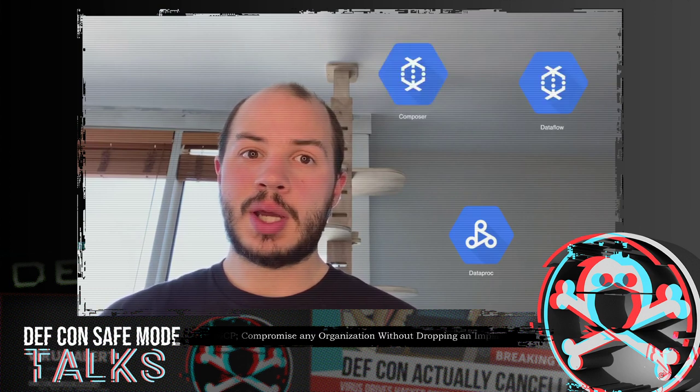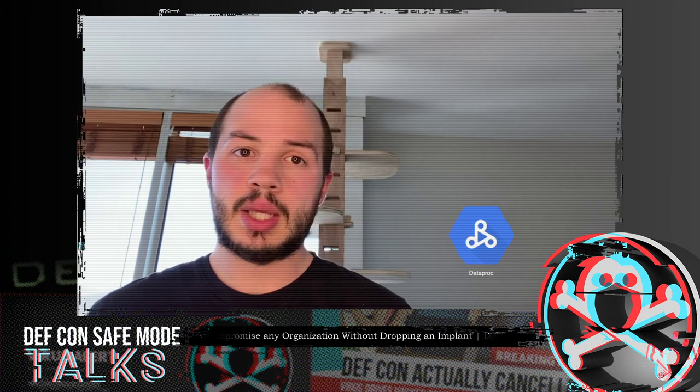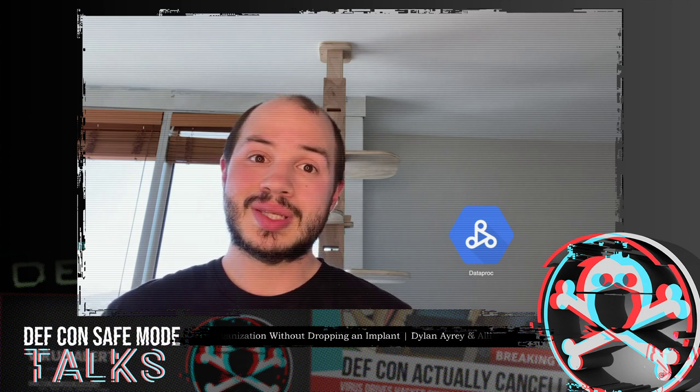These include the Dataproc, Dataflow, and Composer APIs. Let's talk about the Dataproc API. The Dataproc API is Google's data processing API. Among other things, it includes managed Apache Hadoop and managed Apache Spark.